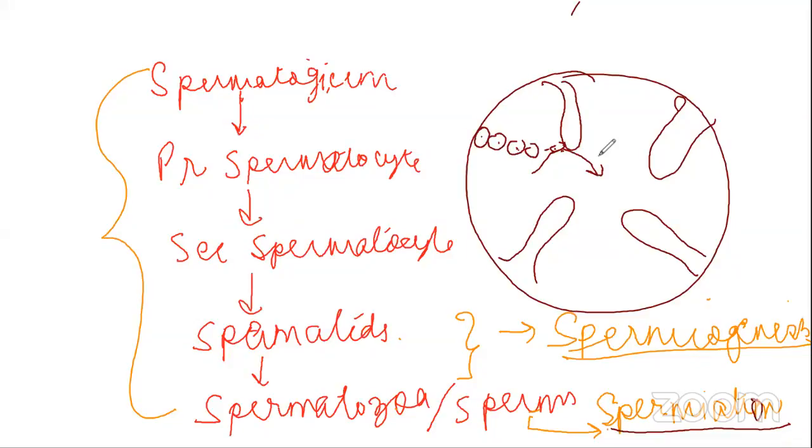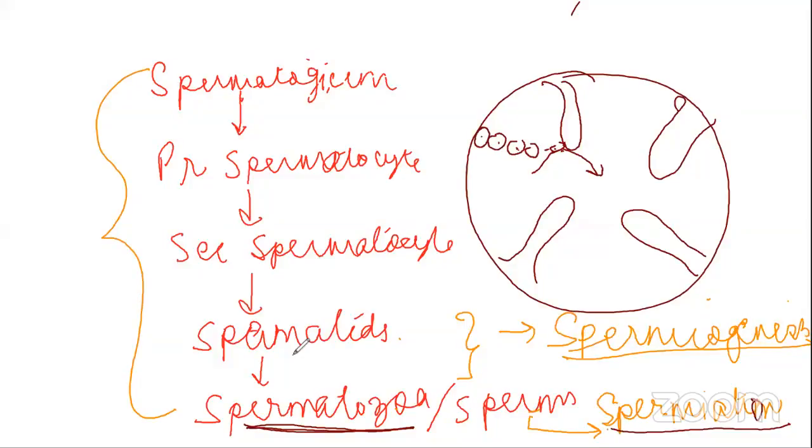Spermatid is a stage just before the spermatozoa. See, the sperm has a definite structure: it has a head, a middle piece, and a tail. That appearance comes only during the spermatozoa stage. A stage before that, when it has not developed all that, is known as spermatid.